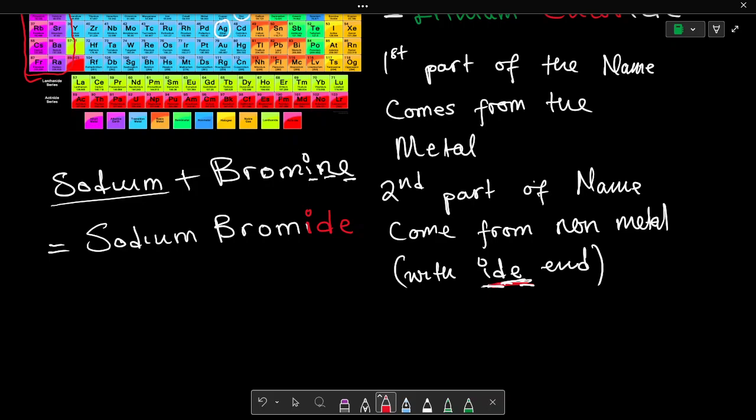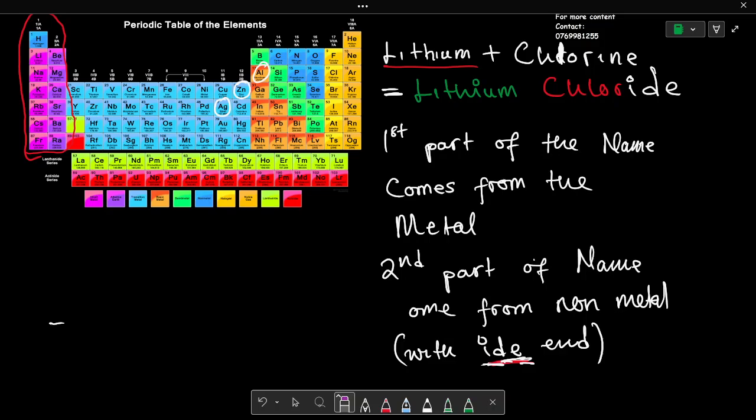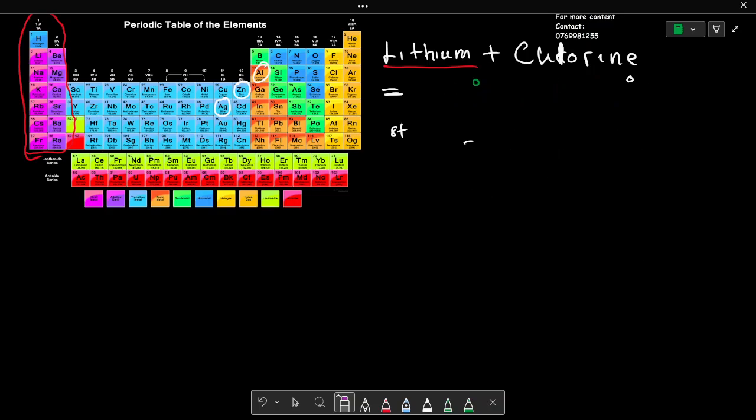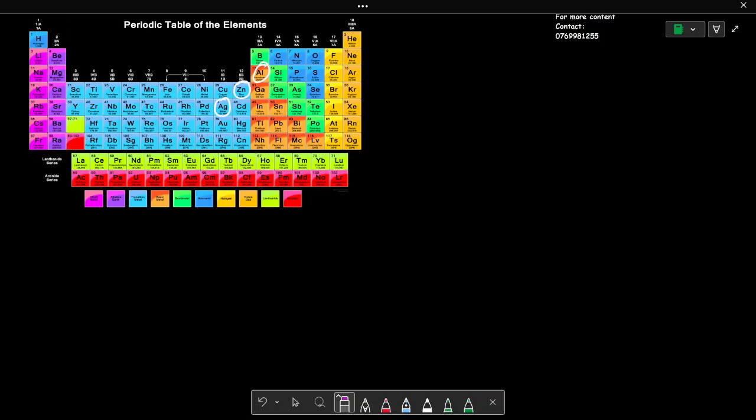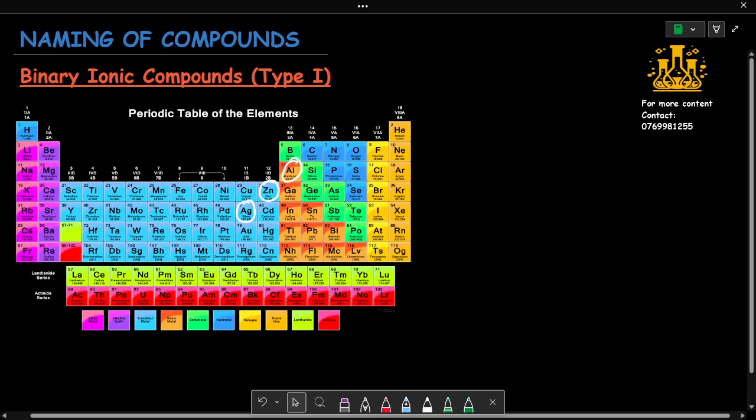So these are the rules that you follow, but in most cases you'll see that these will be given to you in chemical formula form, not as words. Even most of the questions that you find from past papers will be given to you like that, in chemical formula form. So let's look at a couple of examples.